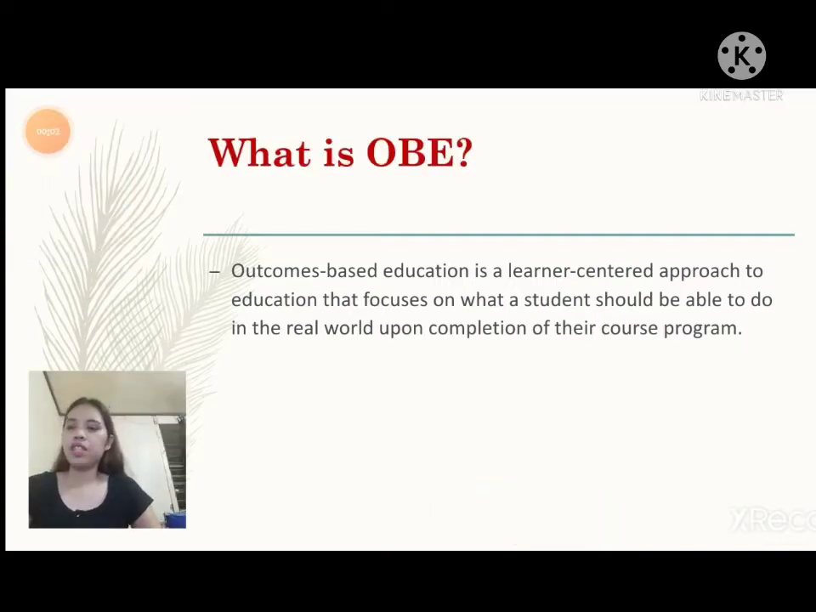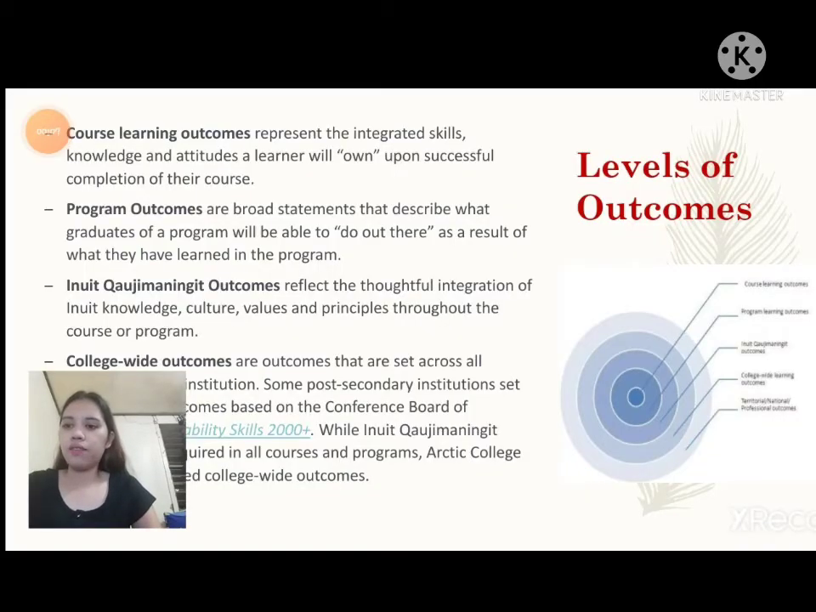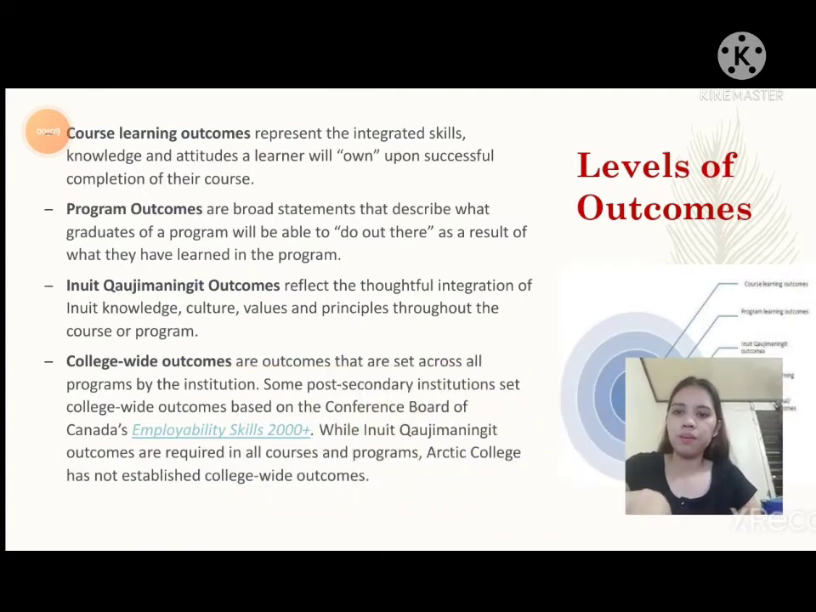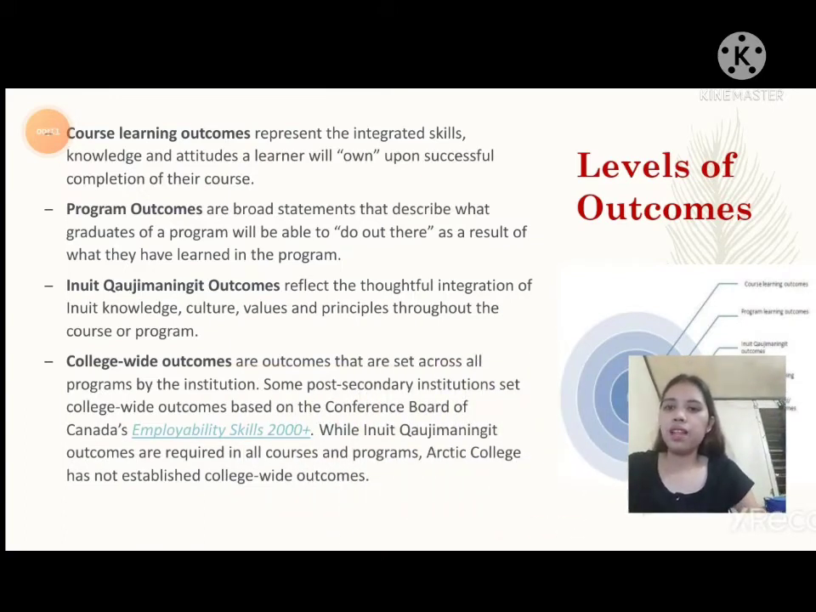So let's proceed to our next slide, which is the levels of outcomes. So the first level of outcomes is the course learning outcomes. It represents the integrated skills, knowledge, and attitudes a learner will own upon successful completion of their course. So learning outcomes are written with a verb phrase and declare a demonstrable action within a given time frame, such as by the end of the course.